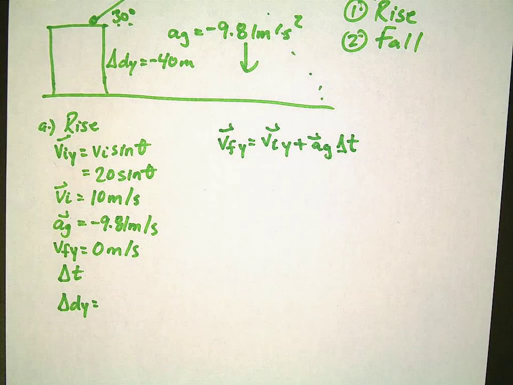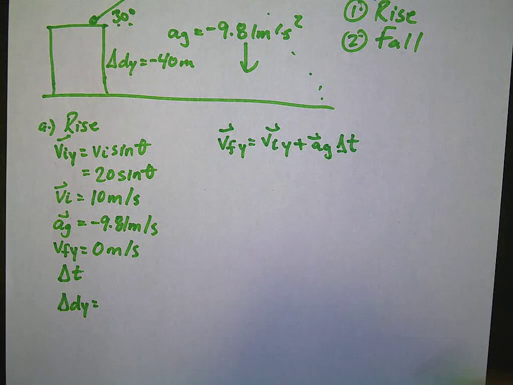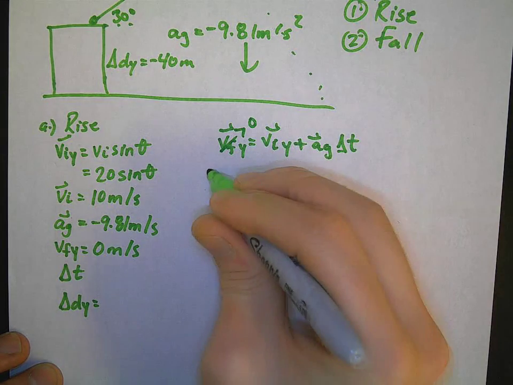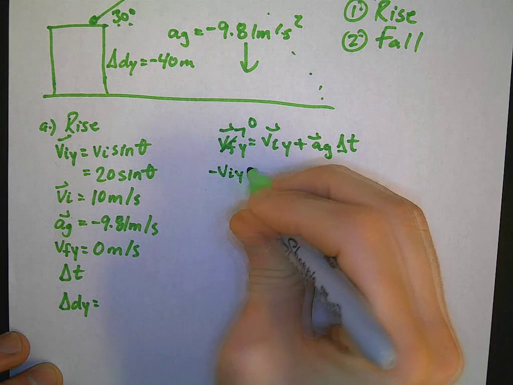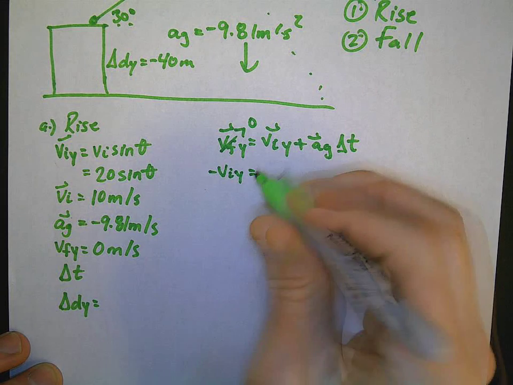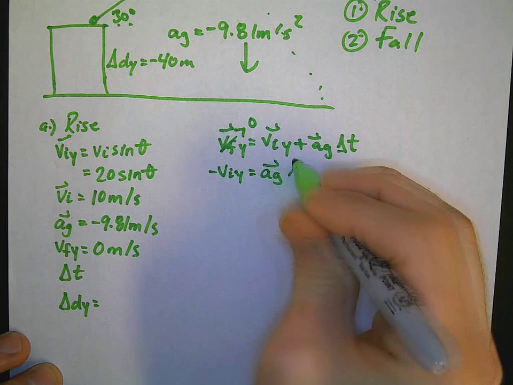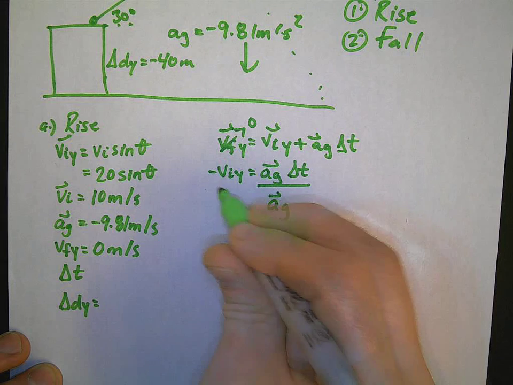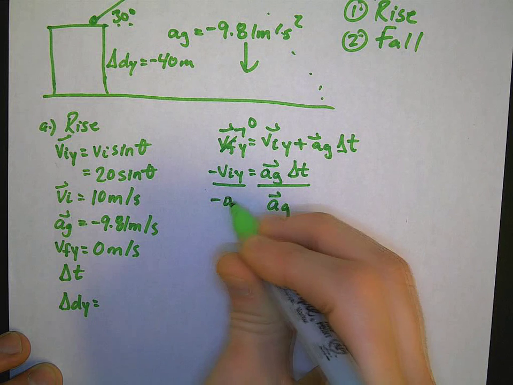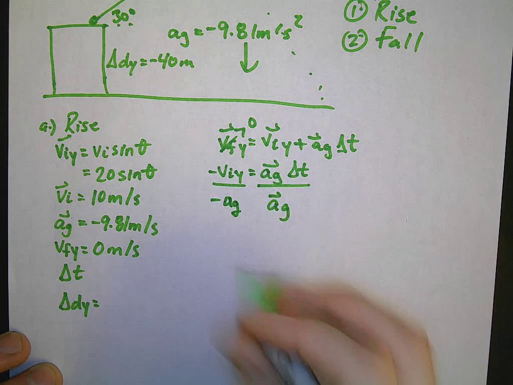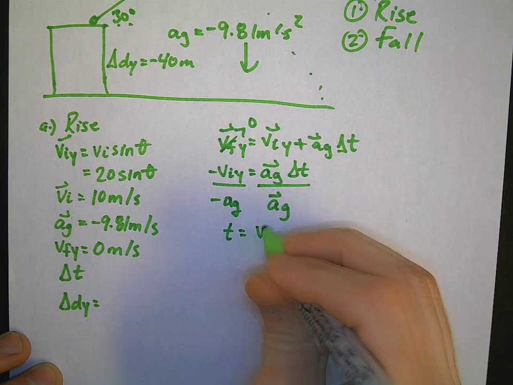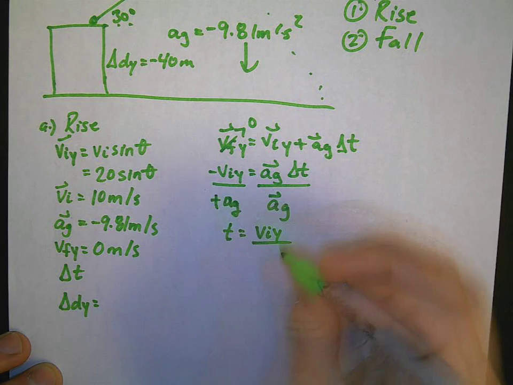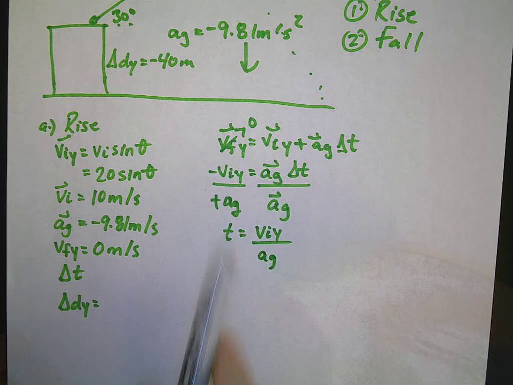Easy one here. Since I have that my final velocity is 0, I can rearrange, and that will give me negative v in the y direction is my acceleration and time. Divide both sides by my acceleration due to gravity, and I actually end up getting that my time will be v y over my acceleration due to gravity. That should be a positive, sorry for putting a negative there.